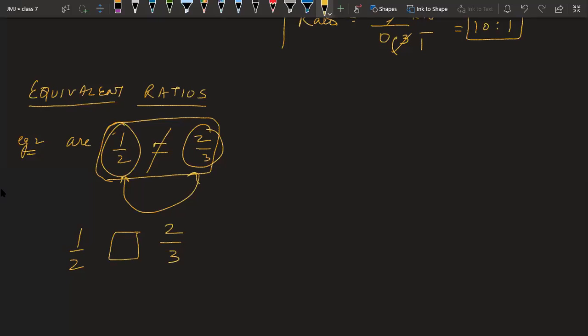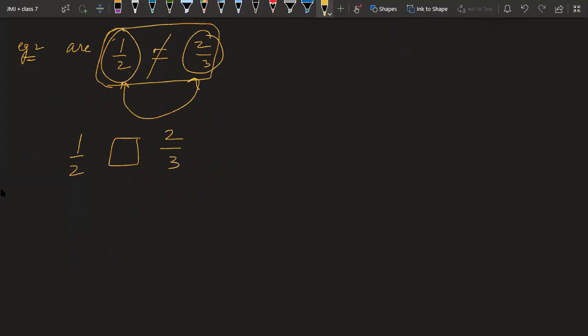Okay. Before comparison, we have to make them like fractions. Similarly, class, before comparing kilometer and meter, we change them to the same unit. Here also, before comparison, we have to make them like terms. So find the LCM of 2 and 3. Class, what is the LCM of 2 and 3? LCM of 2 and 3 is 6.